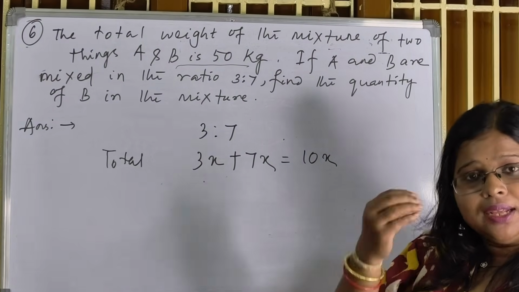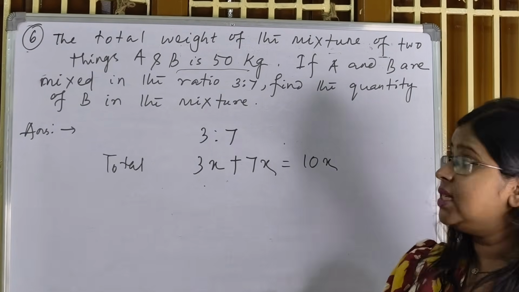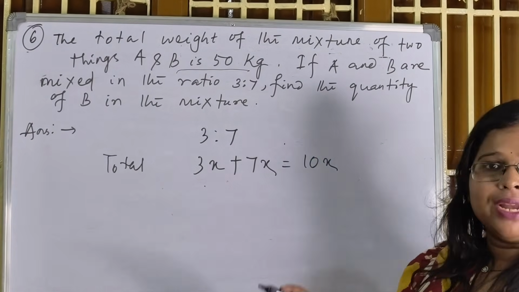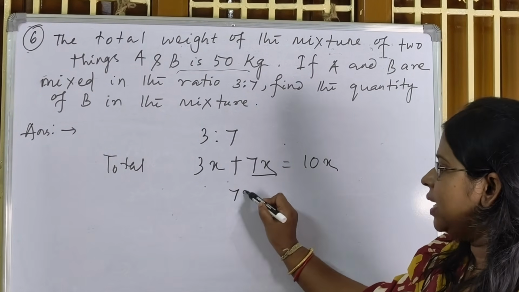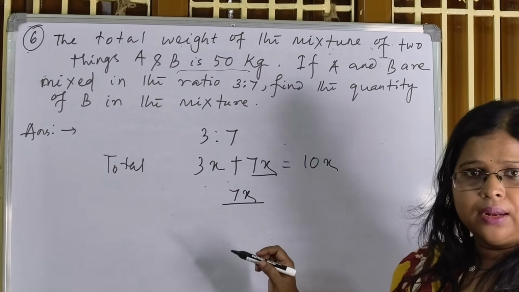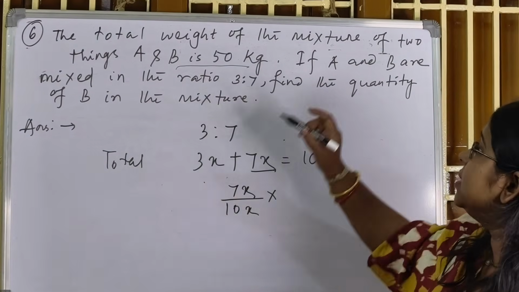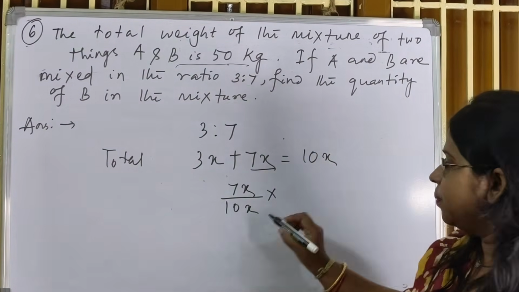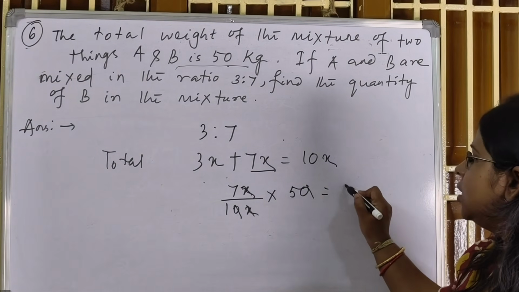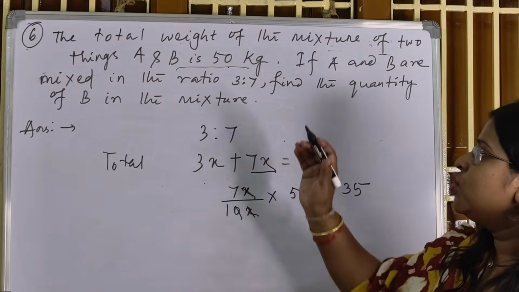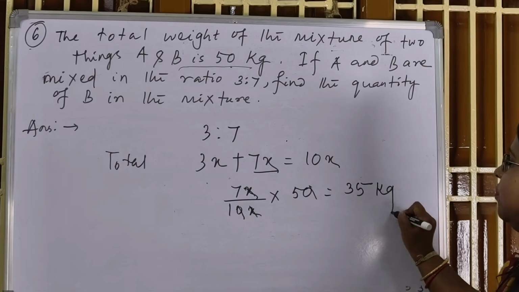After that, whatever the question is asking you, either first part or second part, you will focus only on that part. Here in the question it has been given that I have to find out B's part only. So what is my B part? That is 7x. So 7x divided by total part of the ratio into the whole quantity. What is my whole quantity here? 50. So x ignored, 0 ignored. So 7 5s are 35. So in this question, the quantity of B is 35 kg.